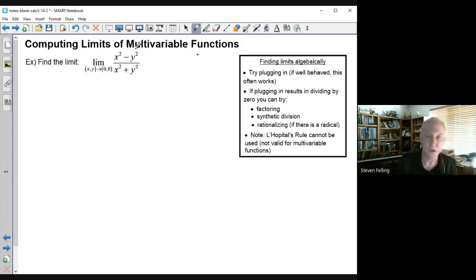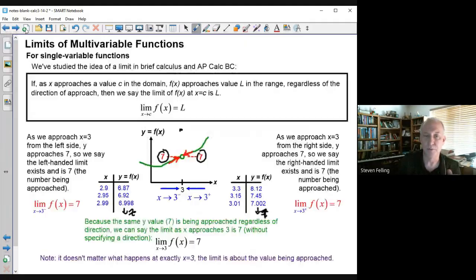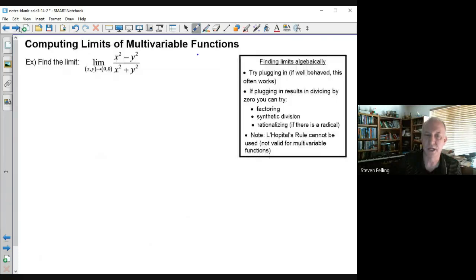Okay, so the first thing we would do is maybe just try to plug in, right? If the function's really well behaved, that might work. Even in this case, let me go way back to the single variable case. Before we bothered to compute all this kind of stuff, the first thing we did, if we had an algebraic representation, was plug 3 into the function to see if we got 7. Because if we got 7, that means the function is well behaved enough that we could just obtain the value that's being approached by plugging in. So we usually try plugging in first, and then we resort to path tests if we can't.